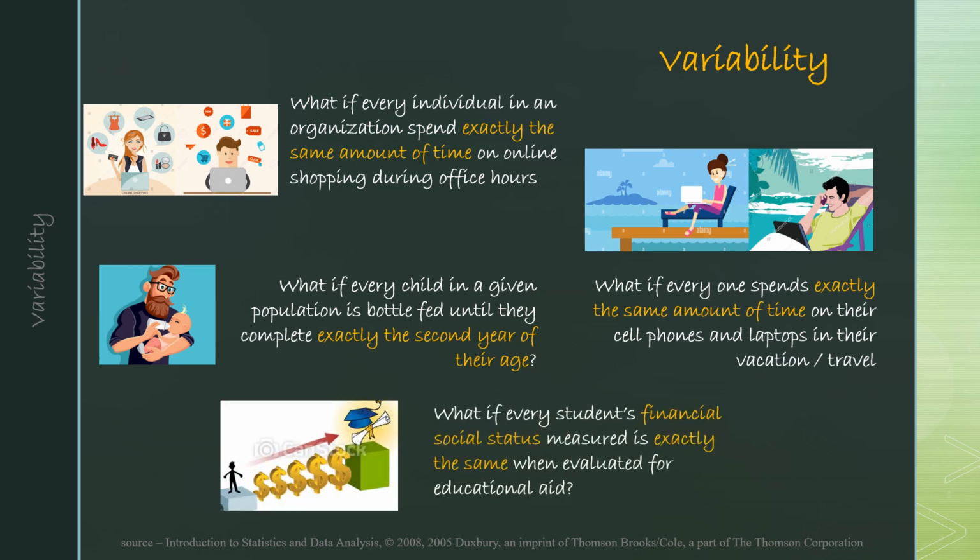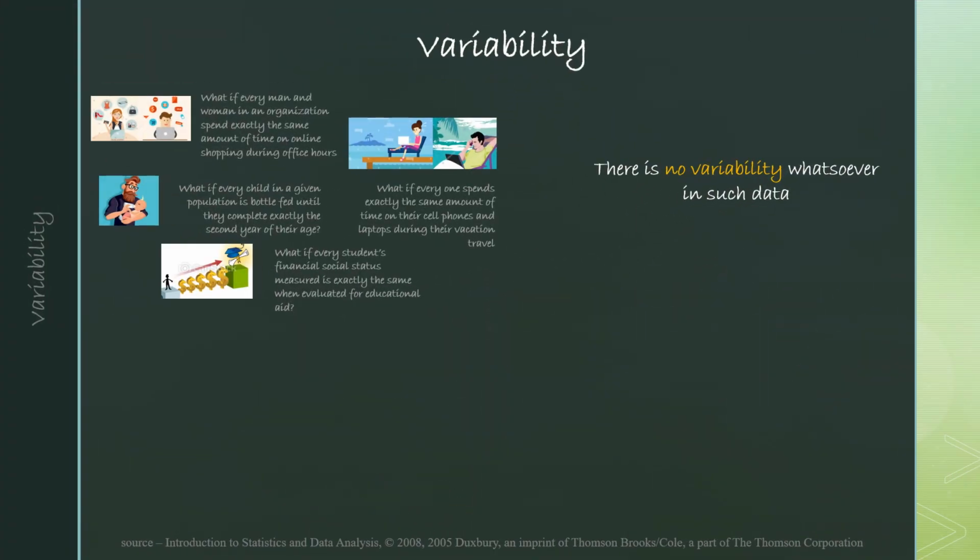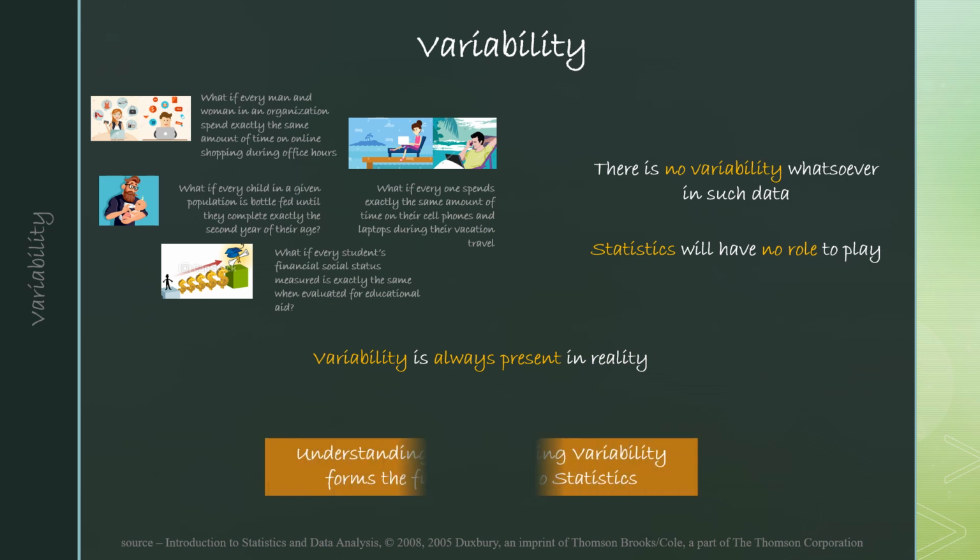What if every student's financial social status measured is exactly the same when evaluated for educational aid? There is no variability whatsoever in such data. Statistics will have no role to play if such were the circumstances. However, such circumstances are not realistic though. Variability, on the other hand, is always present in reality. Understanding the underlying variability forms the fundamental to statistics.